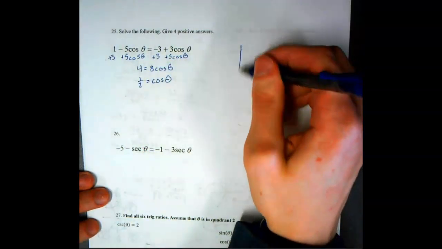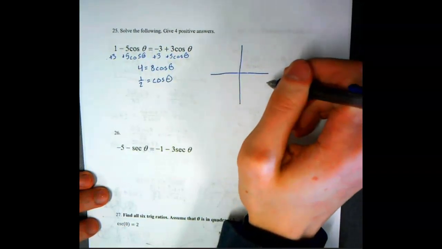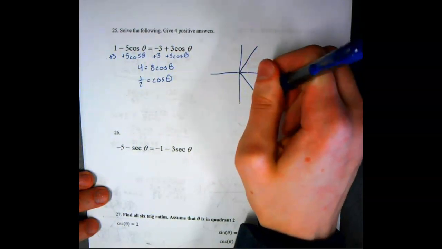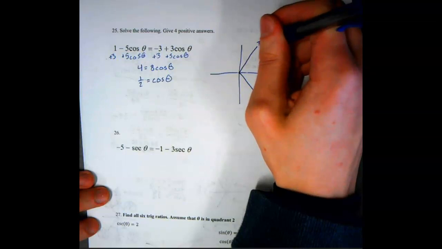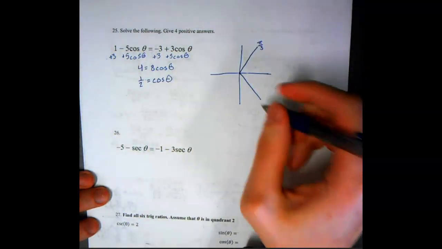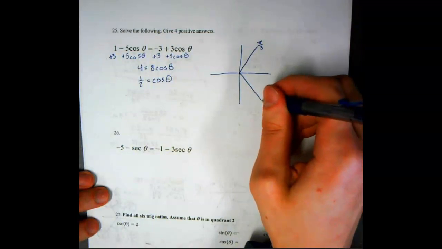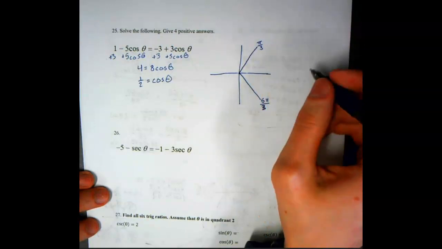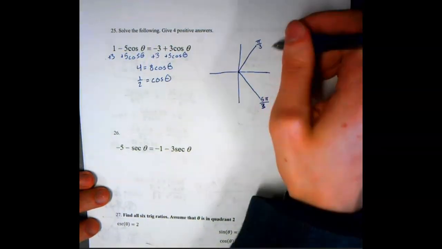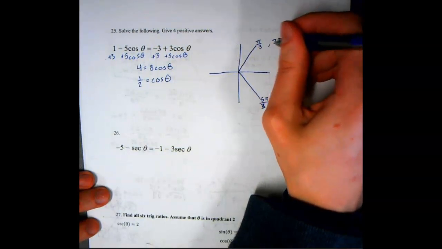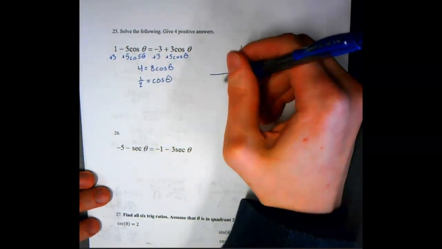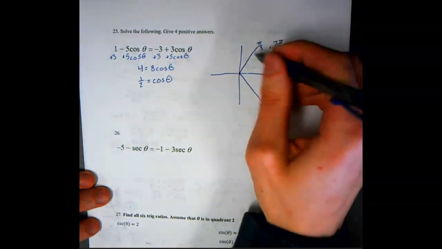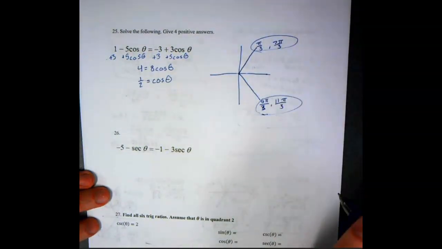Now we're going to look at possible spots where cosine of theta equals 1/2. The first one that happens at is pi over 3. Again, we're trying to find 4 answers for this, so the next we would say is 5 pi over 3. And then we would just continue that pattern. So 7 pi over 3, and 11 pi over 3. And these are our 4 positive answers.